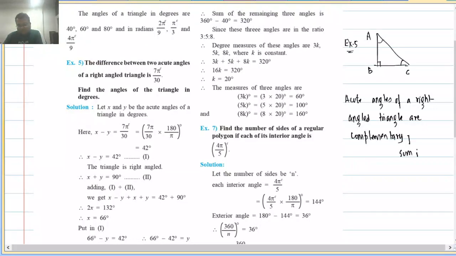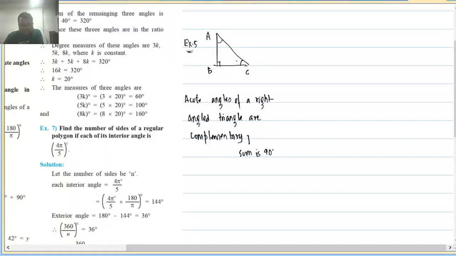Sum is 90. Sum of the acute angles. Why is it like that? Suppose we say this is alpha and this is beta, then alpha plus beta plus 90 is 180. Angle sum property, sum of the angles of a triangle is 180. So what is alpha plus beta? 180 minus 90, which is 90, which means alpha is less than 90, alpha is acute, beta is less than 90, beta is acute. Okay. So I have two angles whose sum is 90, that is the acute angles.